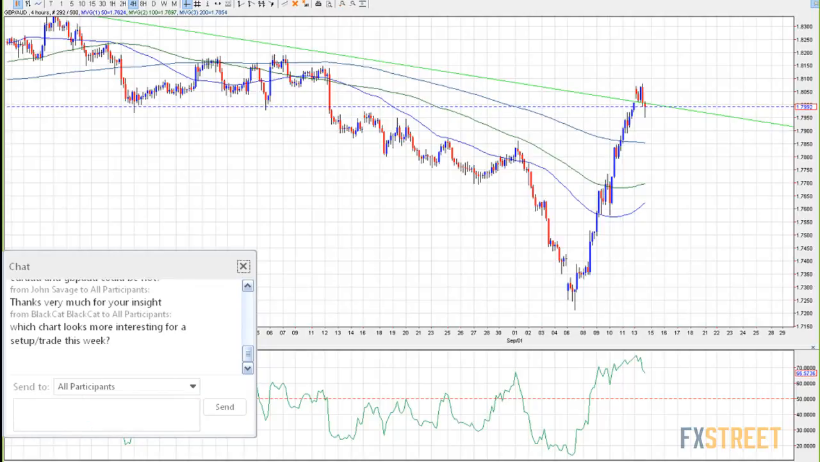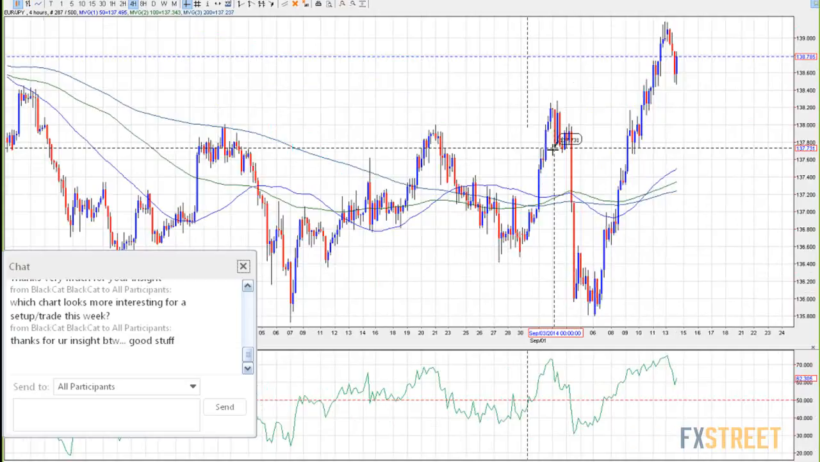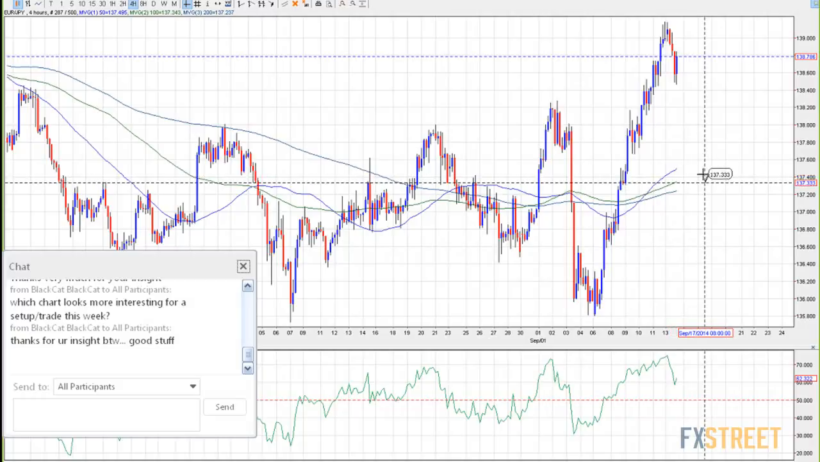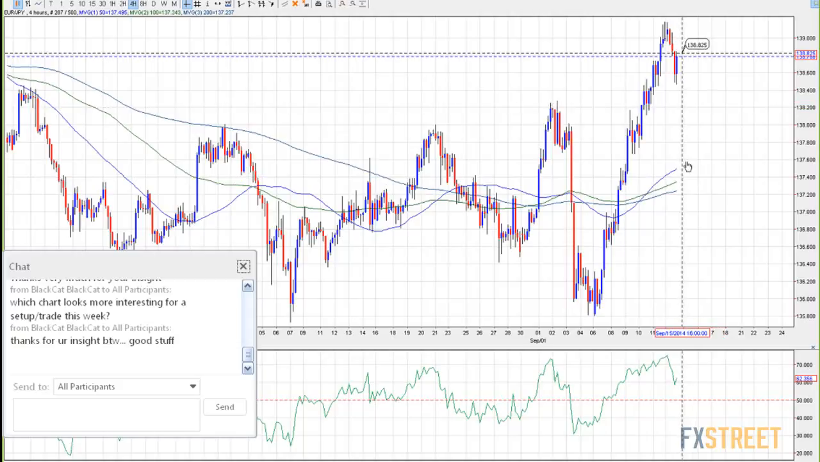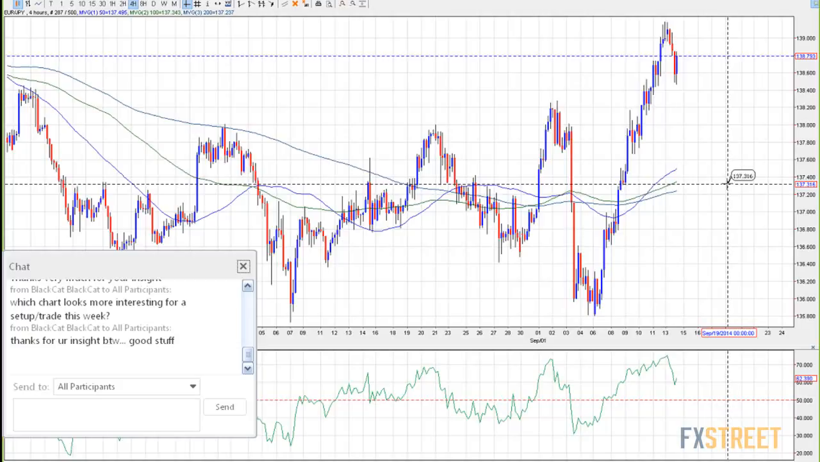Which chart looks more interesting for a setup trade this week? For me, it was really Euro Yen. I wanted to stay away from the pound yen, and to me, the Euro Yen with this bullish break has a potential of pulling back, just because the euro isn't really that strong. So we might get a better price if indeed the Euro Yen is in a bullish attempt, but a choppy one. So that's why I want to wait for that pullback, give us a better reward to risk, for this short-term bullish outlook.